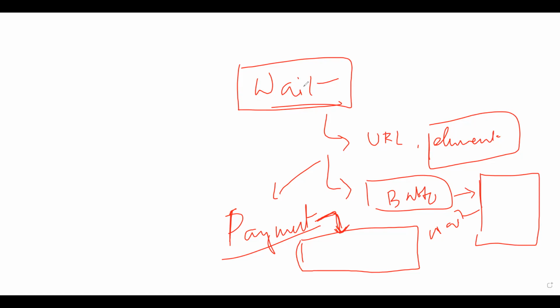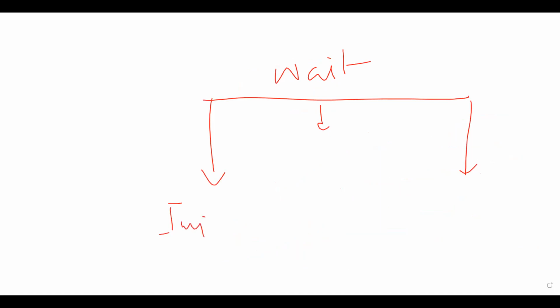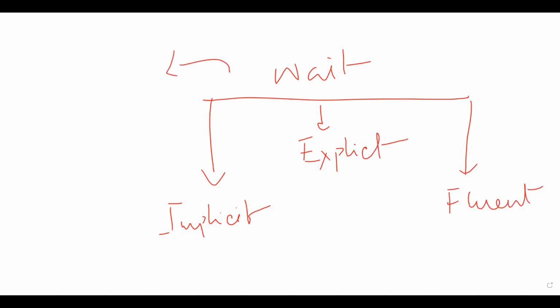So now how many different types of waits are there? In Selenium, we have three official types of wait. First is implicit wait. Second one is explicit wait. And last one is fluent wait. And we have another wait, which is the hard wait.